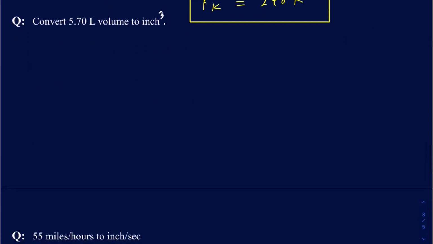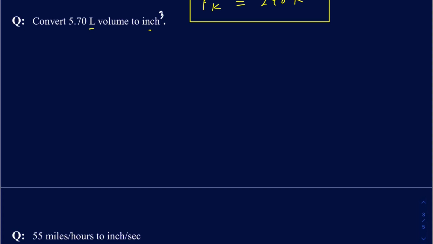So we have this 5.70 liters volume, and we have to convert it to inches cubed. We want to connect the liters with the inches. Obviously, if you Google the conversion factor between liters and inches, you may see a number, but we want to use the one you actually know already. Think about the relation between inches and centimeters, centimeters cubed and milliliters, and then milliliters and liters.